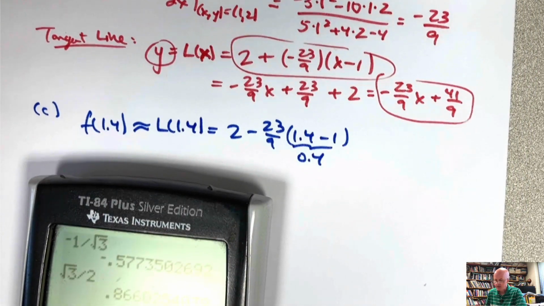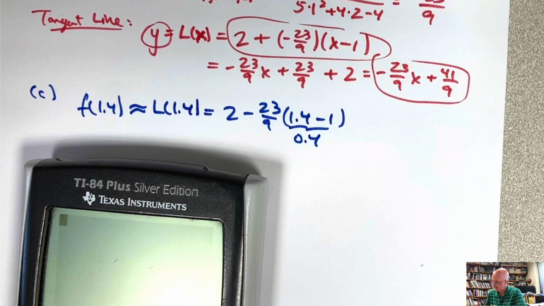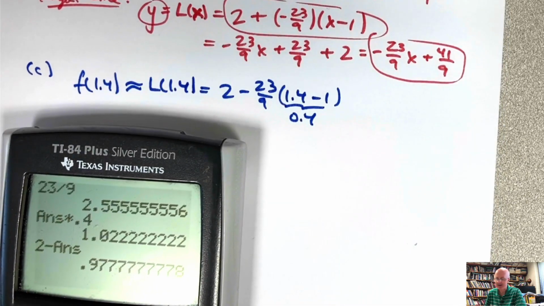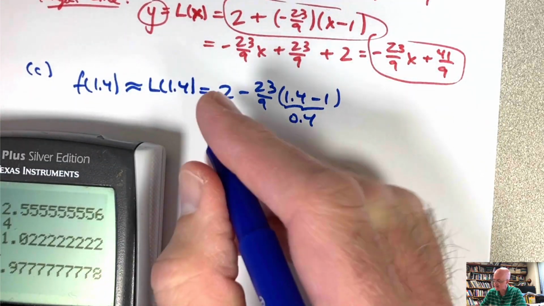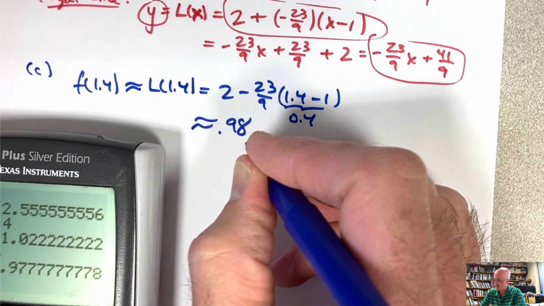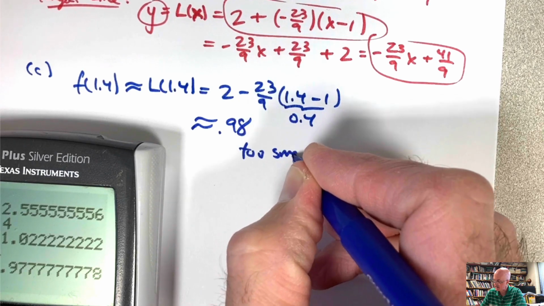And now we'll just go ahead and use the technology. So we get 23 over 9 is this, 2.5 repeating, times 0.4 is this, and that's what I have to subtract from 2. So I get 0.97 repeating. Let's just approximate it to 0.98, and it's going to be too small again.